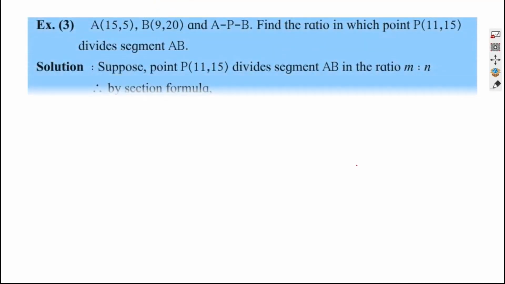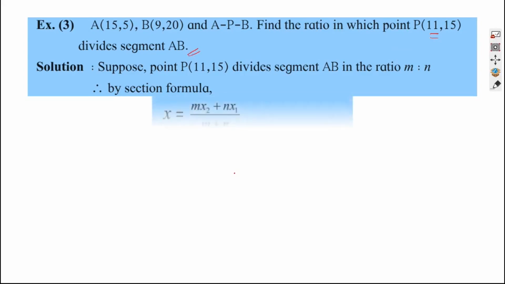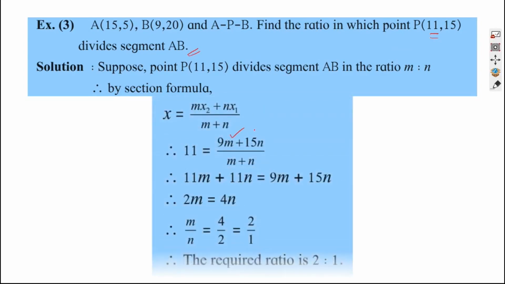Here is another situation: a collinear line APB, and A is given, B is given. Find the ratio in which P divides it, P is also given. The ratio is asked, that means m and n are asked. We do not have m and n. To find m and n, after substituting whatever is given, we can rearrange it in such a way that 2m is equal to 4n, that means m upon n is equal to 4 upon 2, which is equal to the 2:1 ratio. That is what was asked. So no issue.